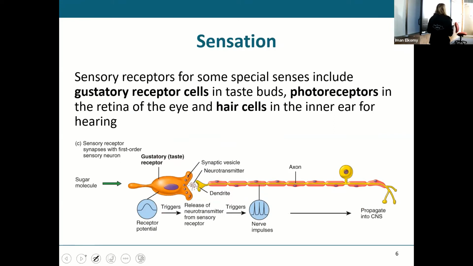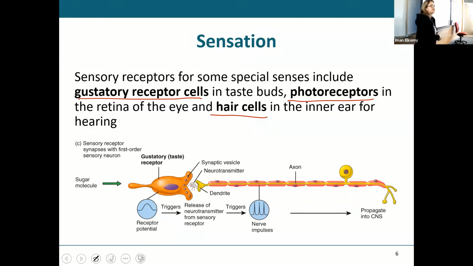Some of our receptors are super, super special. You'll only find them in one area. Things like your gustatory receptor cells. Those are the ones in your taste buds that react with the chemicals in our food. Photoreceptors. Those are your rods and cones in the eye. We'll do these with the special senses later on. And then you have those hair cells in the inner ear.